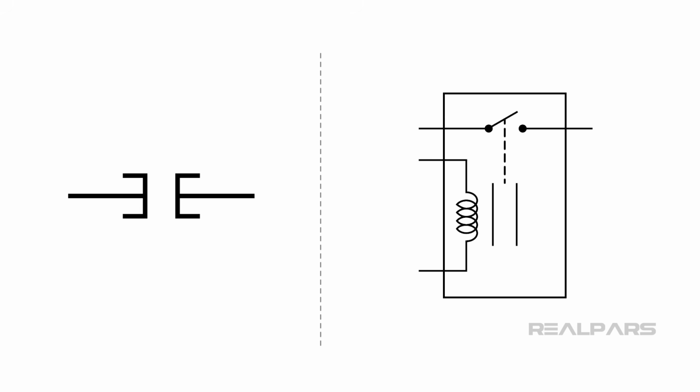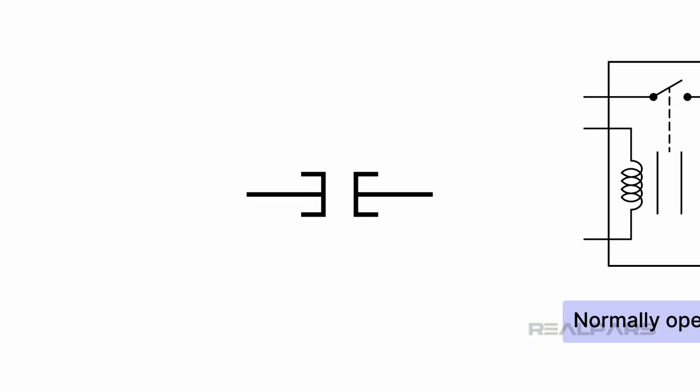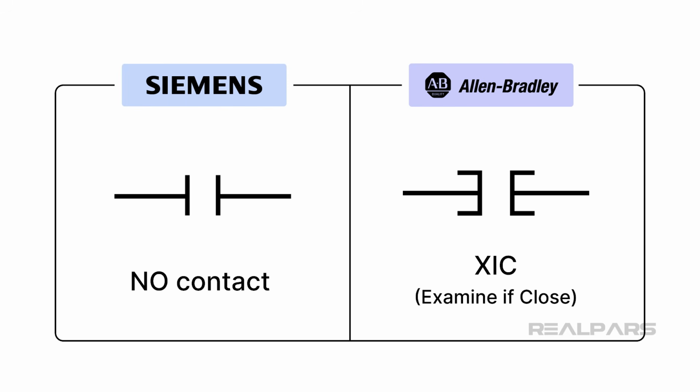The first input instruction resembles a normally open relay contact. That's exactly how it operates in ladder logic. Siemens calls it an NO contact, while Allen Bradley calls it an XIC, or examine if closed contact.